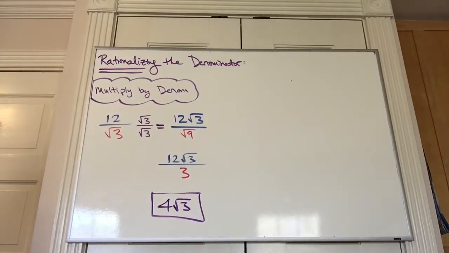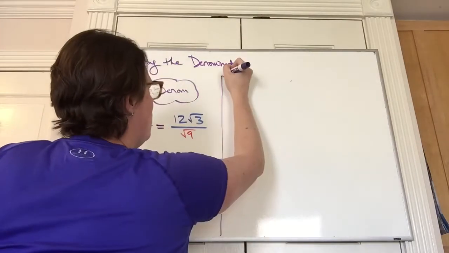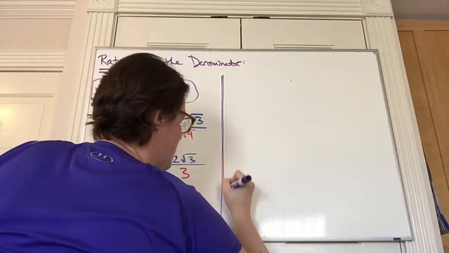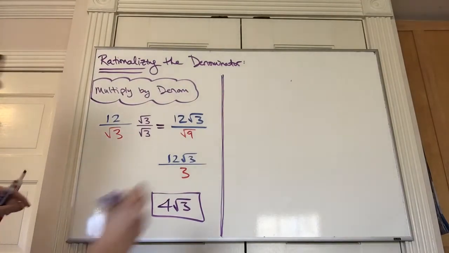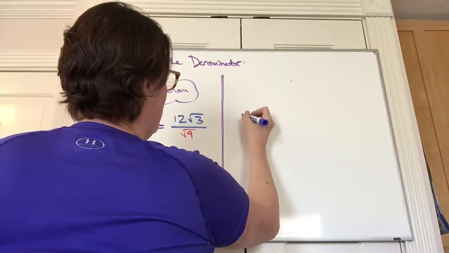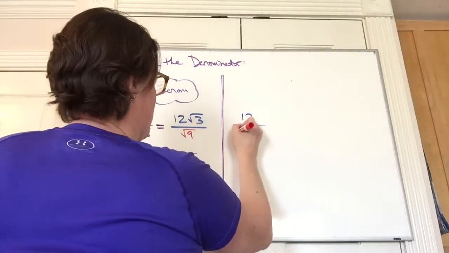Okay, so unfortunately, multiplying by the denominator doesn't work for every single problem. It doesn't work for problems where you have a root in the denominator that's not by itself. So an example of that might be something like 12 over 2 plus the square root of 5.